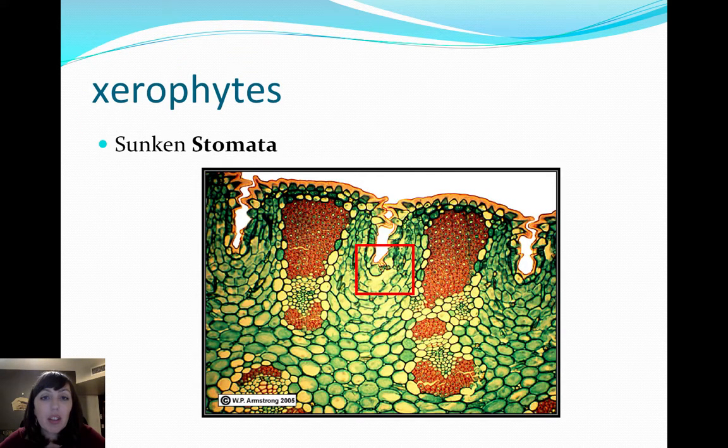Okay, they also have sunken stomata, which is really cool. If you look at this picture, you can see the stomata down here at the bottom of these pores. They're really sunken into the plant, and so this helps the water to not instantly evaporate the moment that it reaches the stomata.